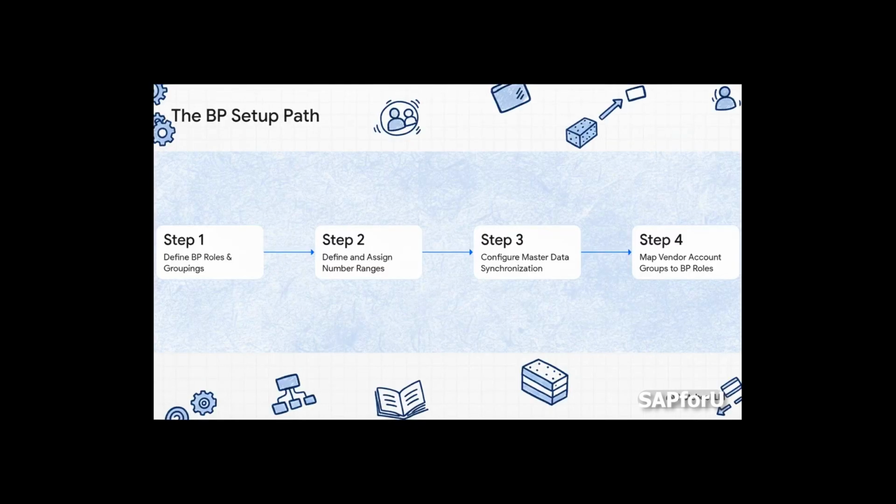Now, to get this all working, it does take a bit of one-time configuration. You have to set up your BP roles and groupings, define your number ranges, and this part is super important. You have to configure the synchronization that maps your old vendor account groups to these new BP roles. But once you've set that up, creating a vendor through the BP transaction is totally seamless.